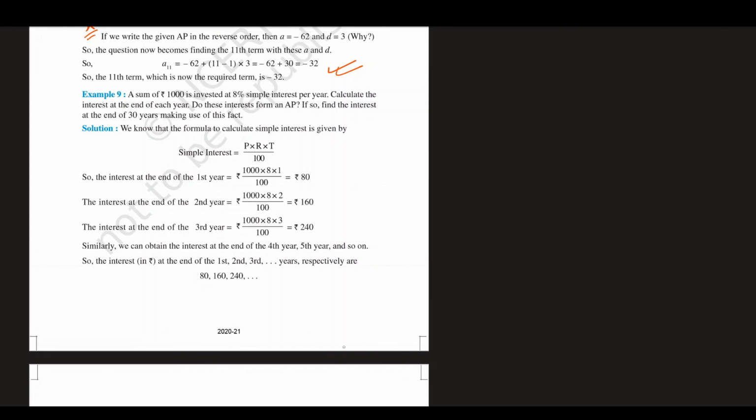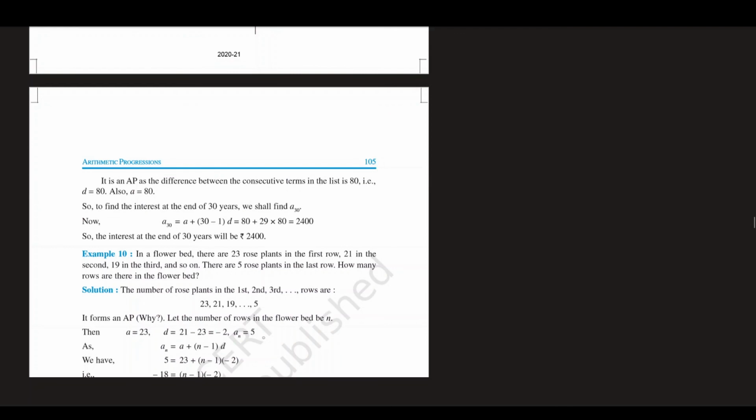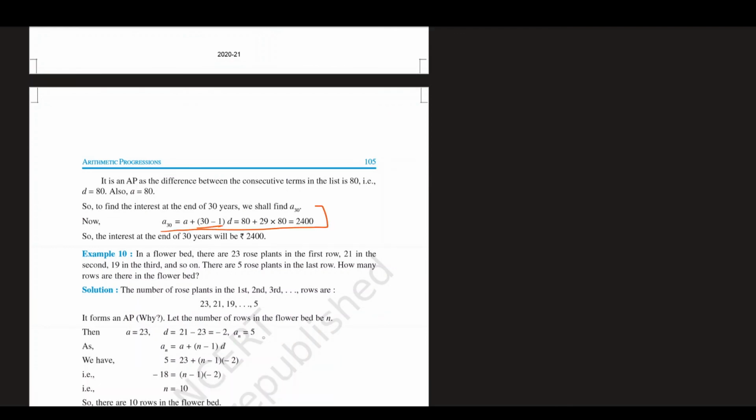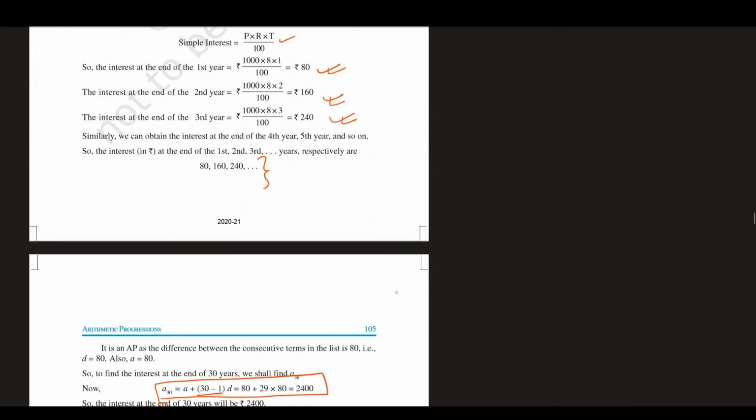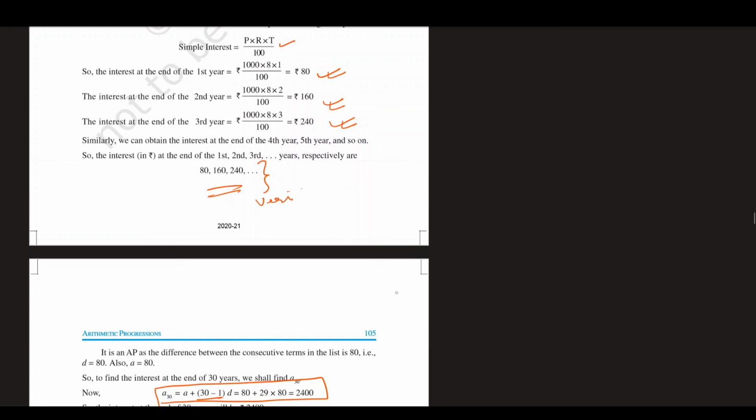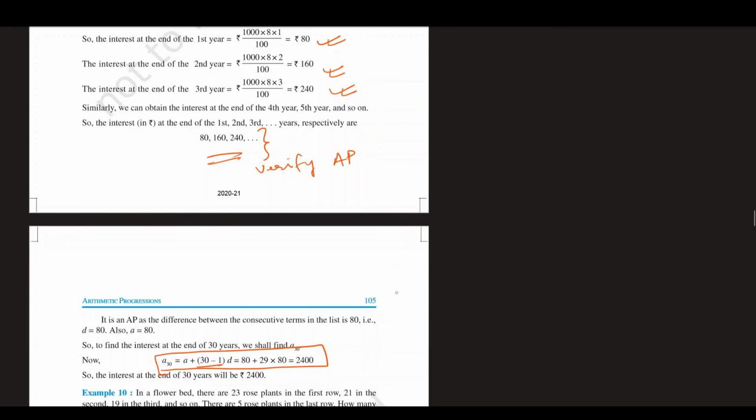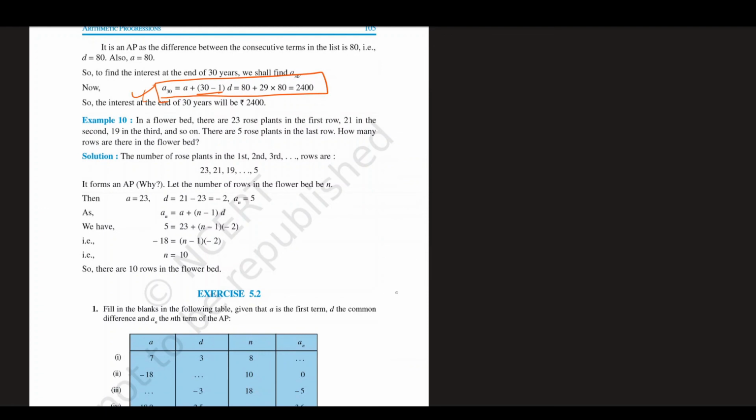Then the 9th example: a sum of 1000 is invested at 8% simple interest. Calculate the interest at the end of each year. The formula of simple interest is given. In the first year we get the value, in the second year just apply the formula. It comes out to be an AP, and at the end of 30 years, just write this formula. First verify that it is an AP, and then you can apply this formula.